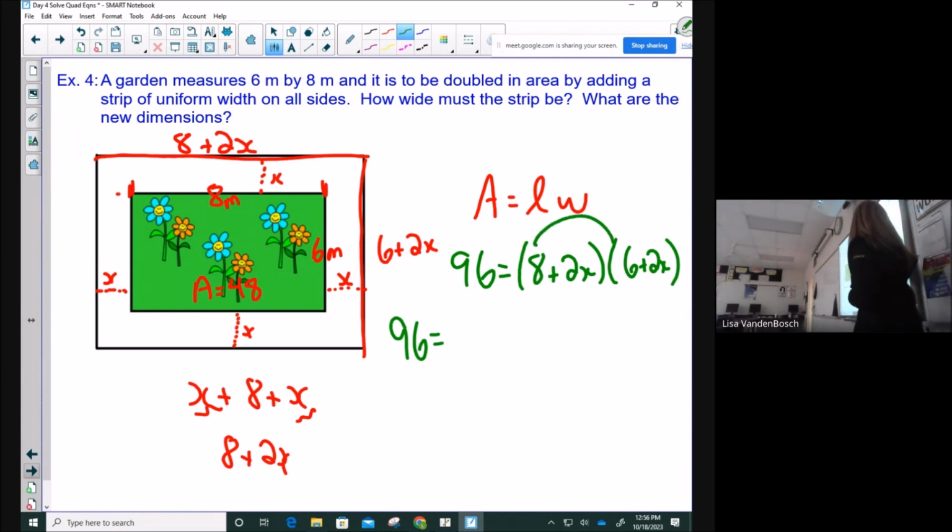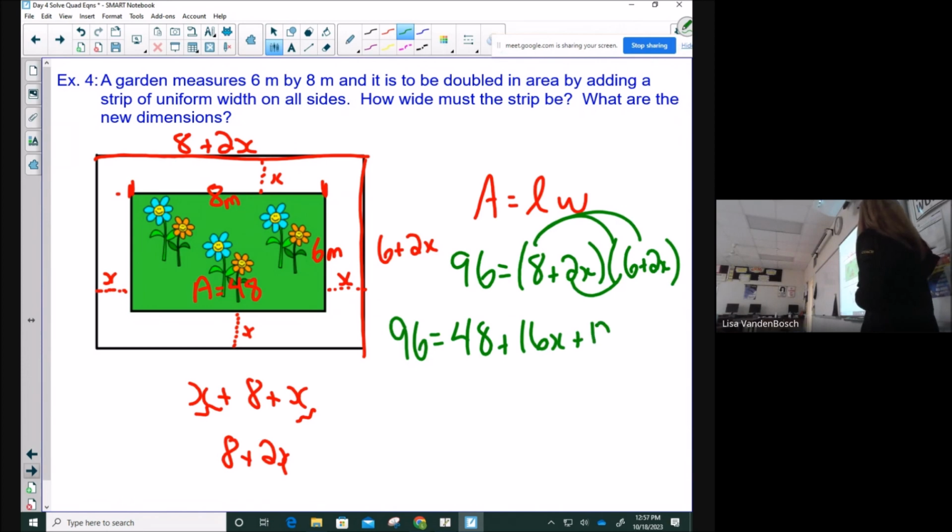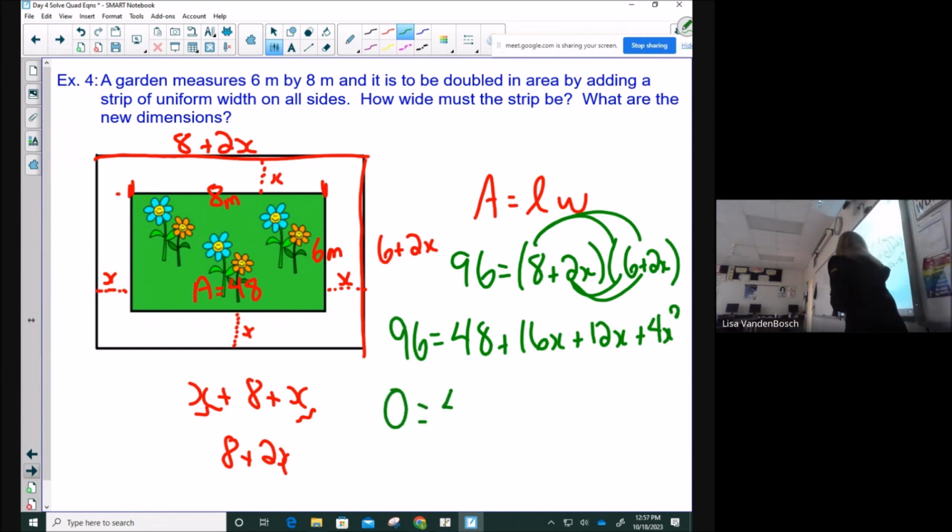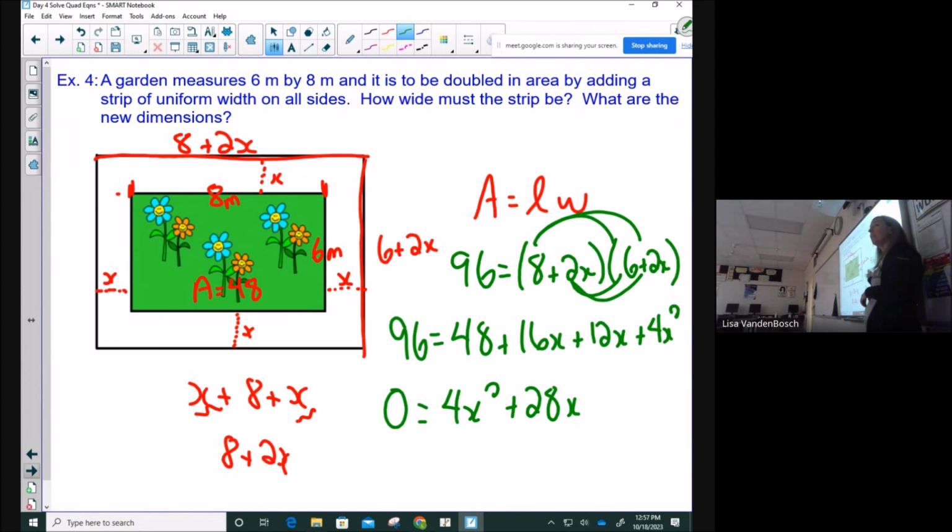Okay, 8 times 6, 48. 8 times 2x, 16x. 2x times 6, 12x. And 2x times 2x, 4x squared. Okay, so let's reorganize this and get a 0 on the other side. When I reorganize it, I get 4x squared plus 16x plus 12x, which is 28x. And when I bring over that 96, I've got 48 minus 96.